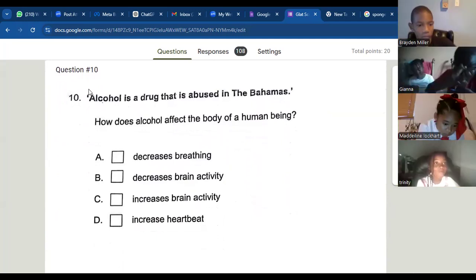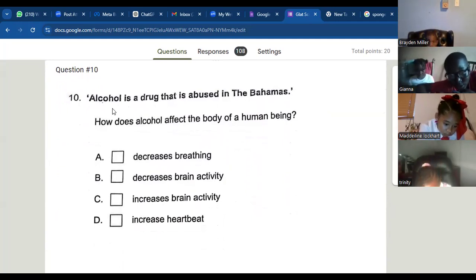Joel, read number 10. Alcohol is a drug that is abused in the Bahamas. How does alcohol affect the body of a human being?